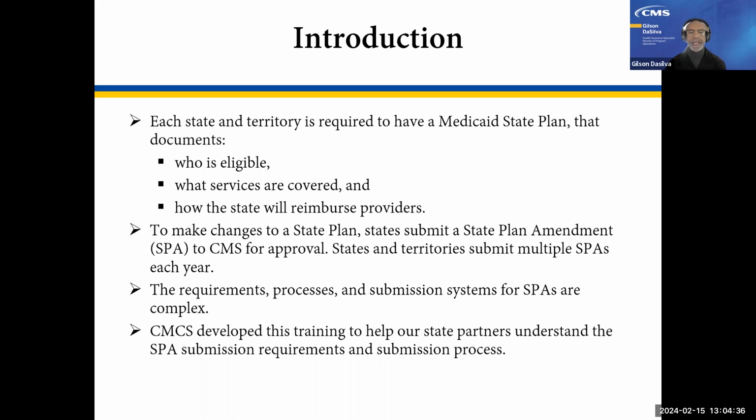As you can see in this slide, each state and territory is required to have a Medicaid state plan that documents who is eligible, what services are covered, and how the state will reimburse providers. To make changes to a state plan, states submit a state plan amendment, or SPA, as I mentioned, to CMS for approval. The Center for Medicaid and CHIP Services, or CMCS, developed this training to help our state partners understand the SPA submission requirements and submission process.